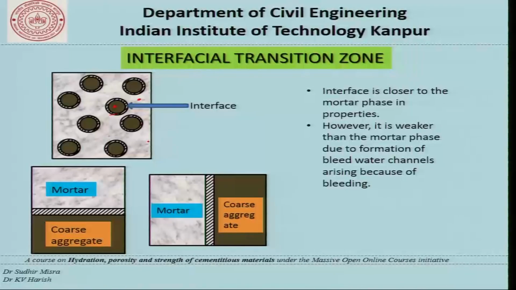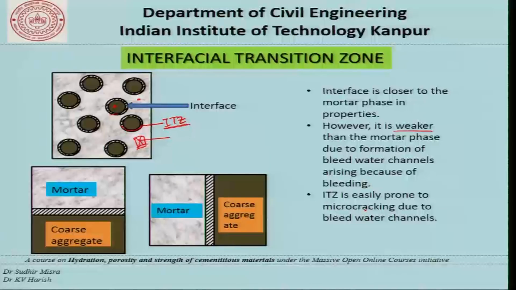As far as the mortar phase is concerned, we can talk of the properties of the main body of the mortar, which is here, and the mortar which is existing in the ITZ, with the mortar in the ITZ being slightly weaker than the main body mortar. What are the implications of having this weaker ITZ in the neighborhood of the coarse aggregates? One implication is that the ITZ is more prone to microcracking because of its weaker strength.